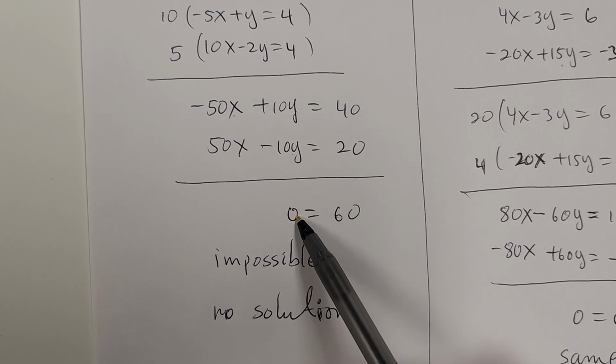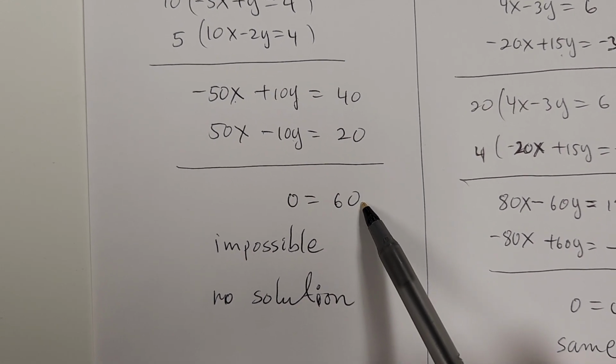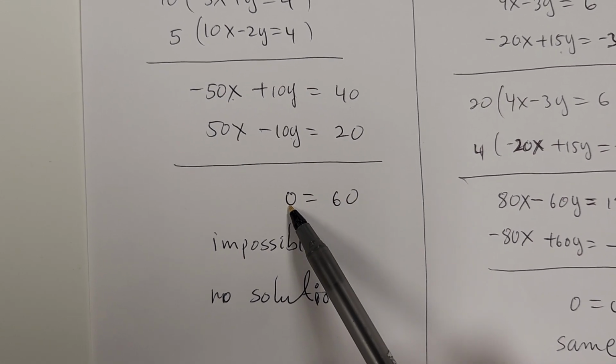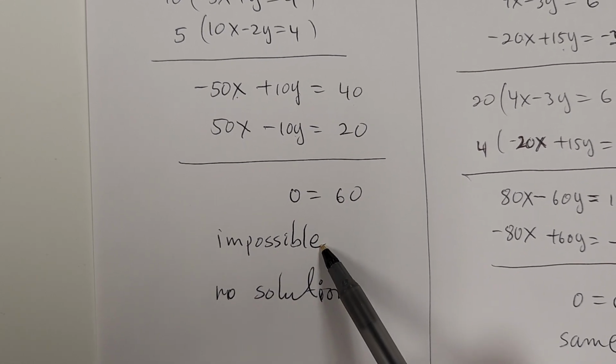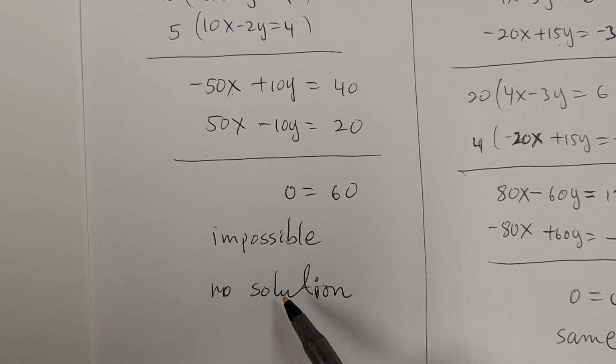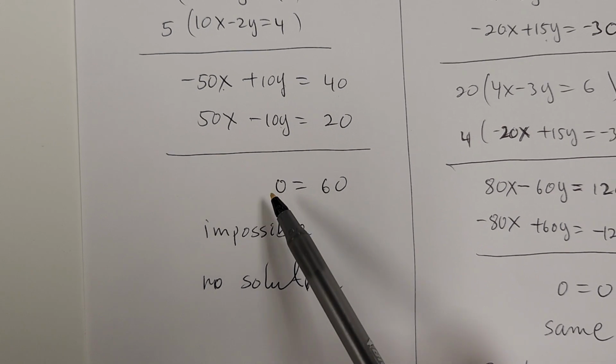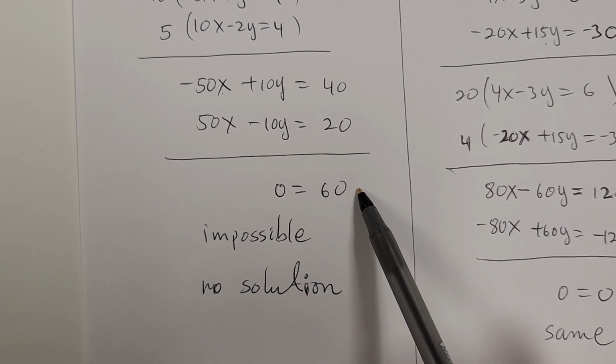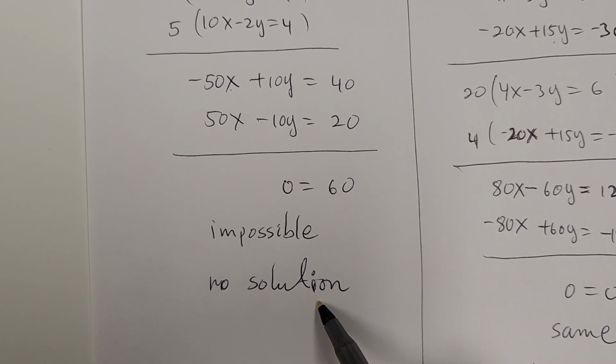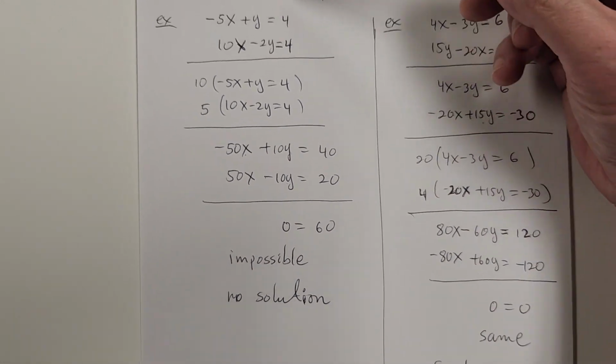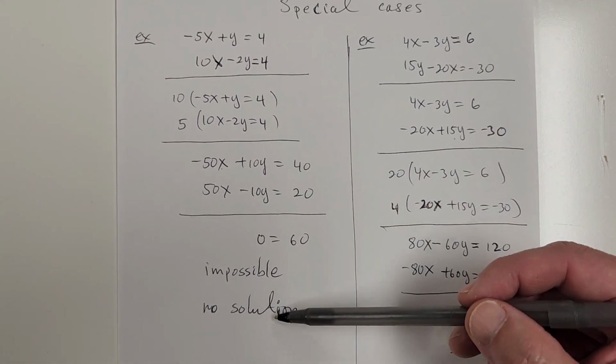However, 0 cannot equal 60, and the reverse, 60 cannot equal 0. So this is impossible. So therefore, this is no solutions. You cannot have something equal something else. So this is no solution. Okay, so be very careful. This is the no solution.